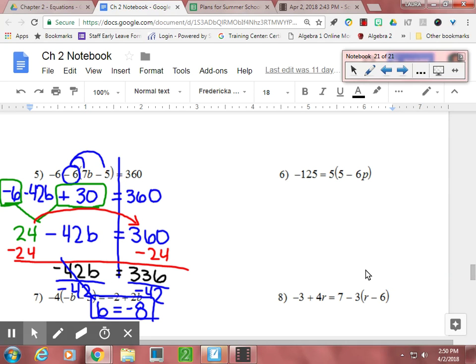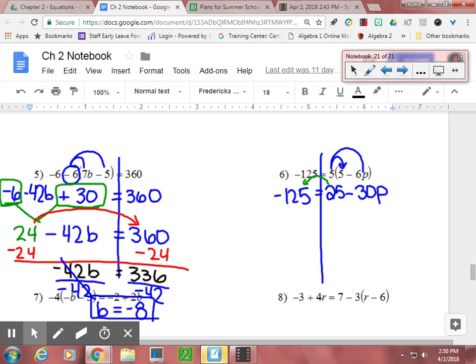Okay, on number 6, we're going to do the exact same thing. Draw our line. So I'm going to start by distributing, and I get 25 minus 30p and negative 125. Okay, so you didn't have to distribute from that. If you liked the way that we did it yesterday, you could have divided everything by 5 to begin with. But if not, go ahead and go this way.